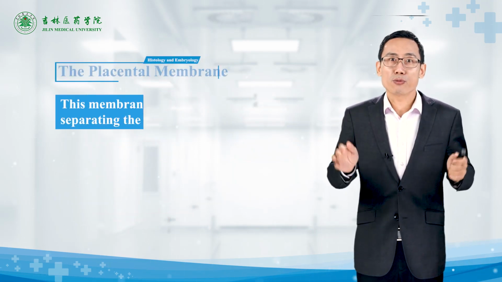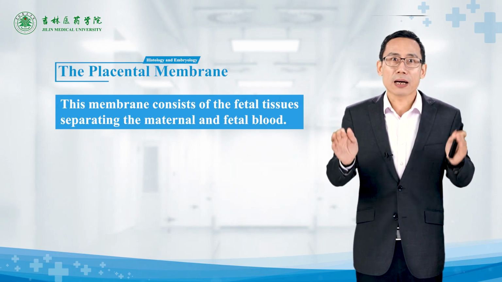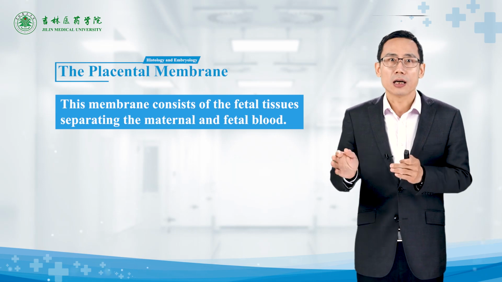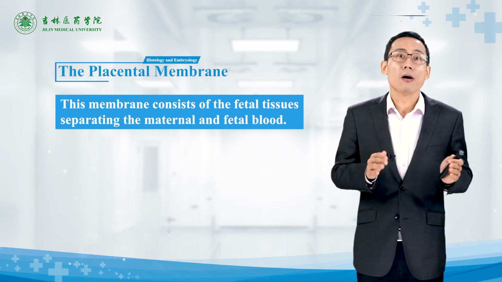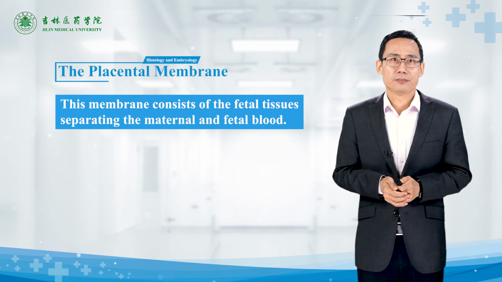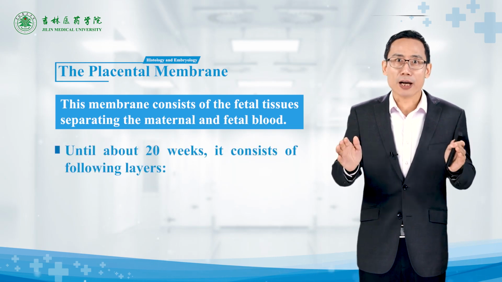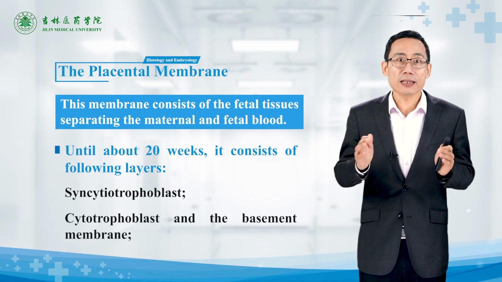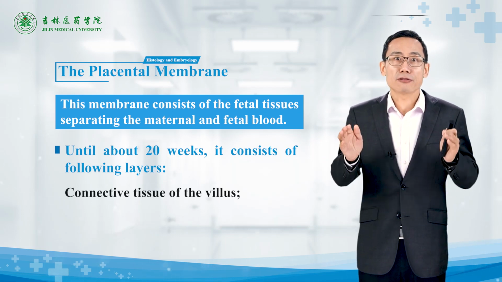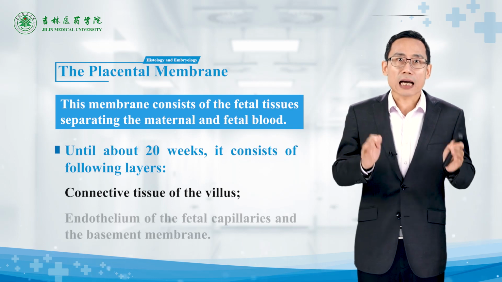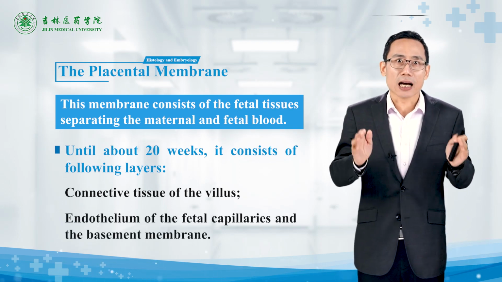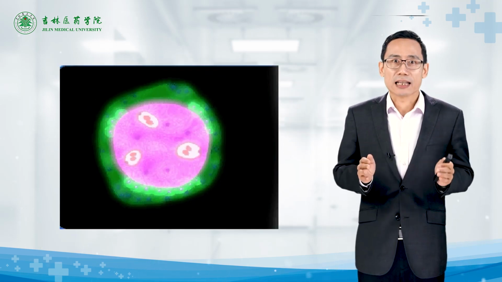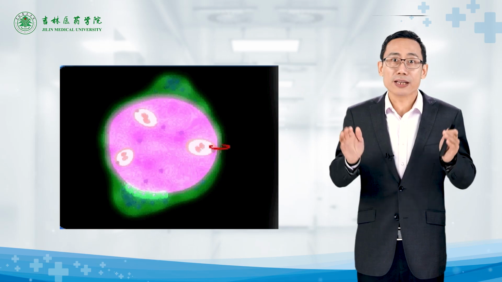The structure through which fetal blood and maternal blood exchange substances in the placenta is called the placental barrier or placental membrane. The early placental barrier consists of syncytiotrophoblast, cytotrophoblast and basement membrane, a thin layer of chorionic connective tissue, capillary basement membrane, and endothelium. This animation displays the process of placental membrane thinning.